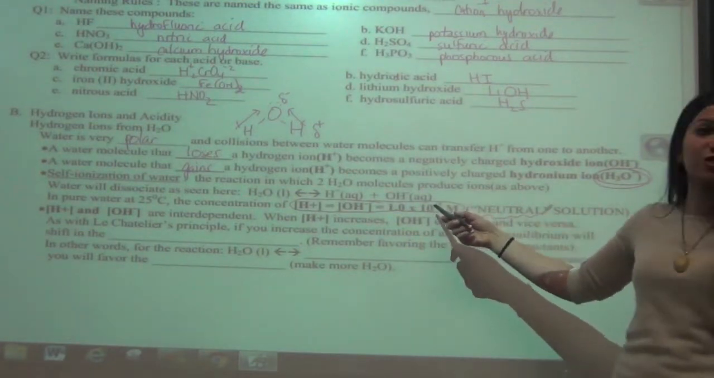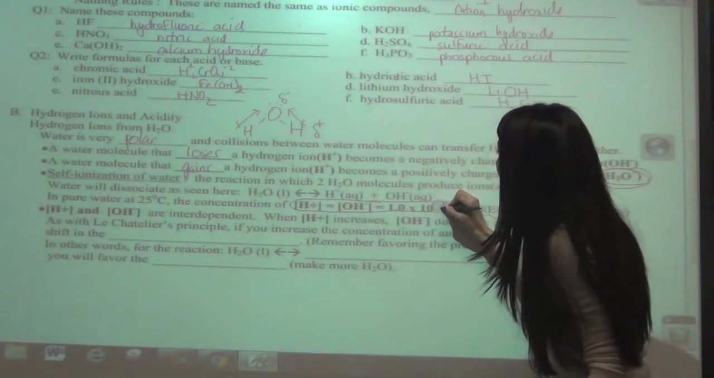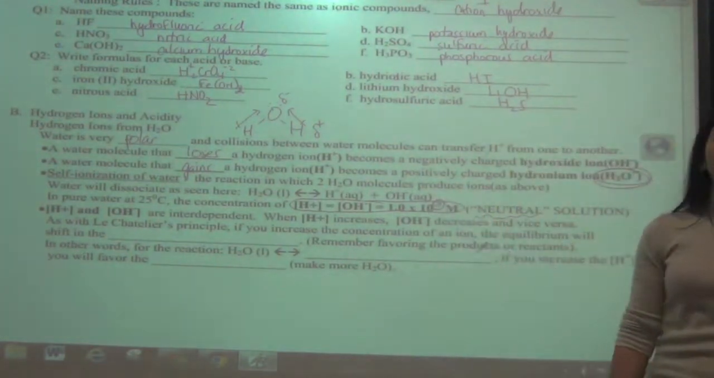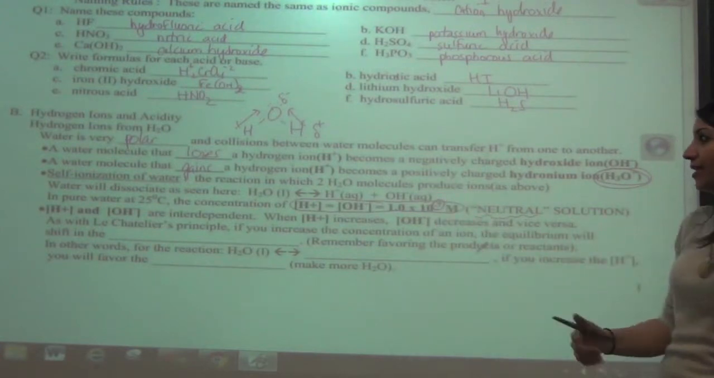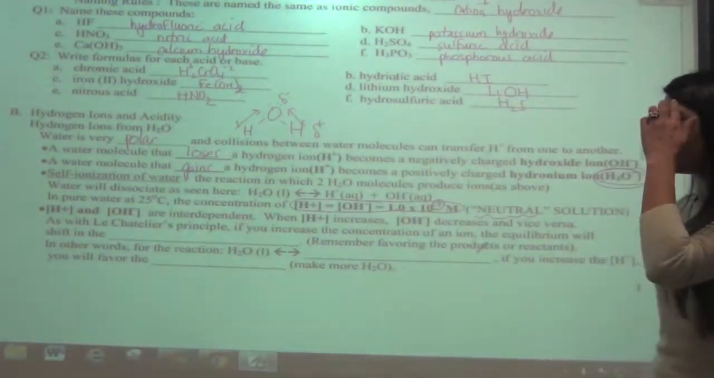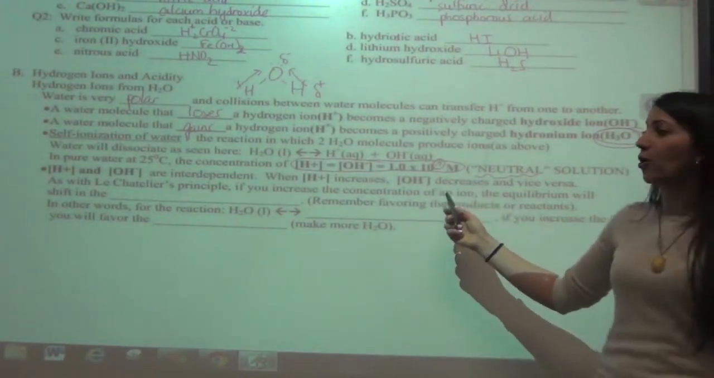And so the pH would actually be equal to 7. The reason why is if you negative log this number, you'll actually get a 7. Okay, so if you hit negative log and type this number in your calculator, you'll get a 7. So that's the significance of that. So H plus and OH minus are interdependent. When one goes up, the other one goes down.